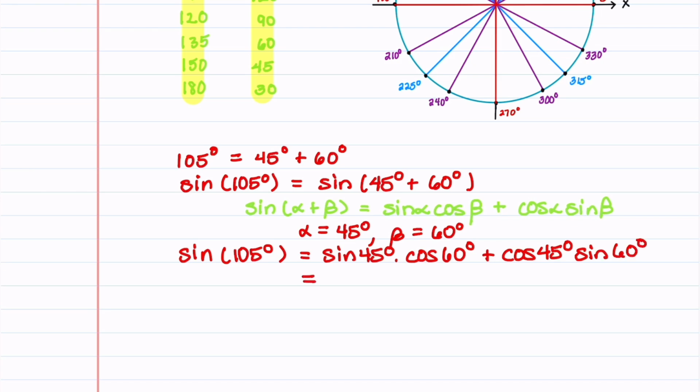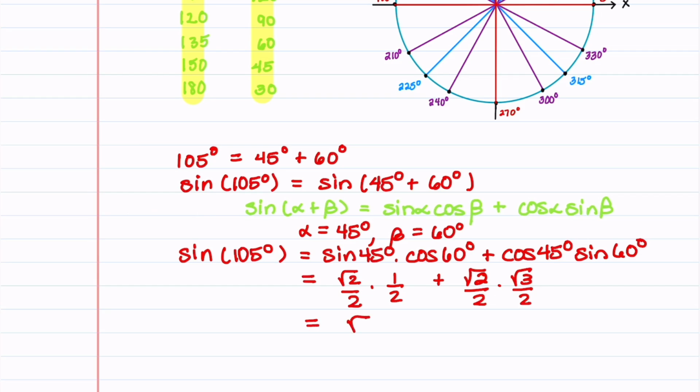Let's now plug in the values. Sine 45 degrees is root 2 over 2. Cosine 60 degrees is 1/2. And then cosine 45 degrees is root 2 over 2. And then sine of 60 degrees is root 3 over 2.